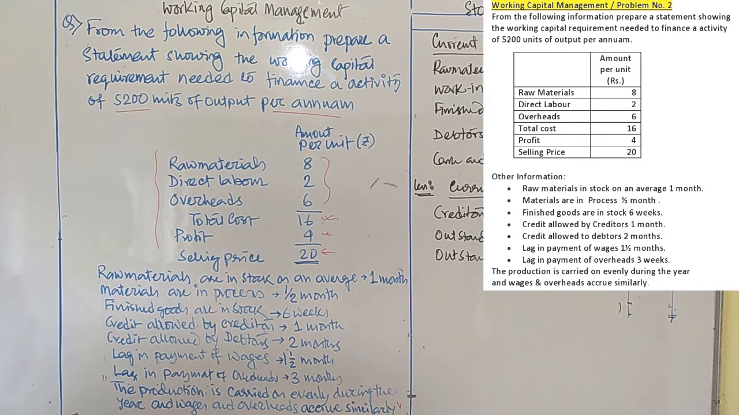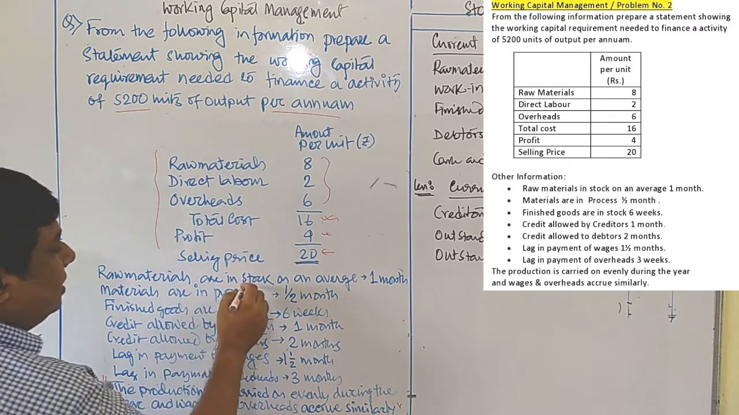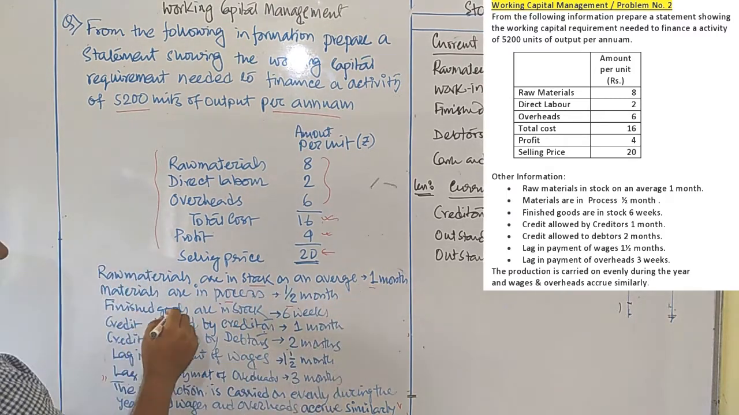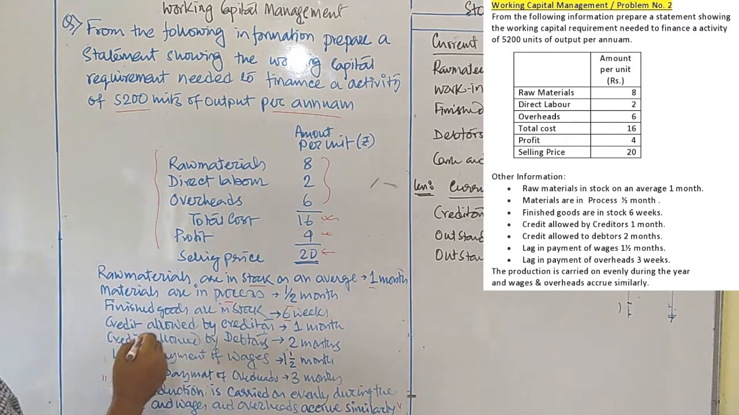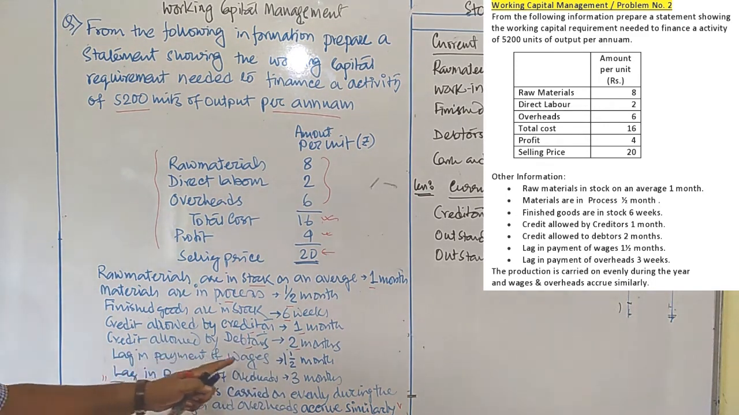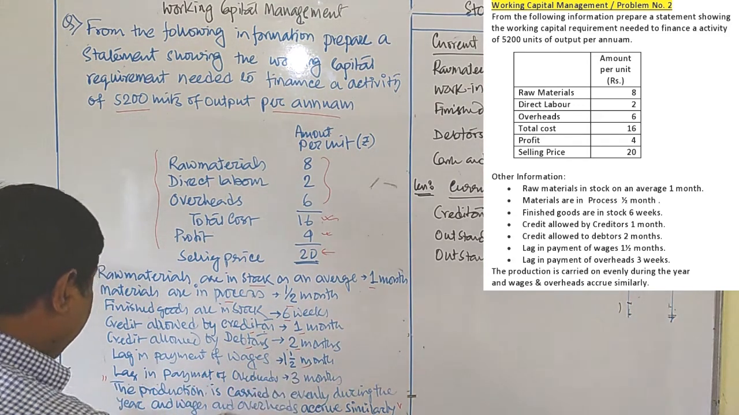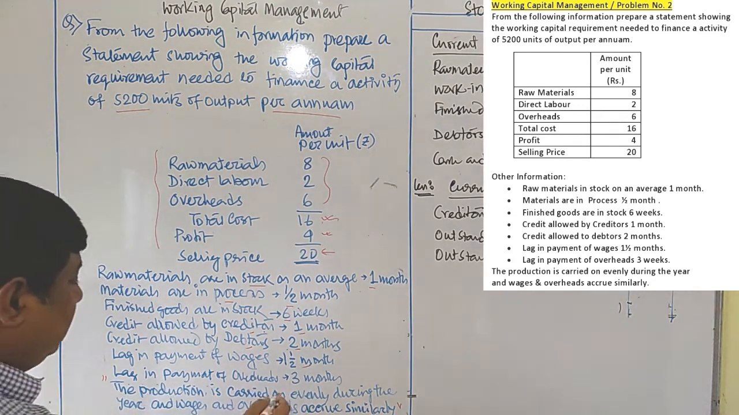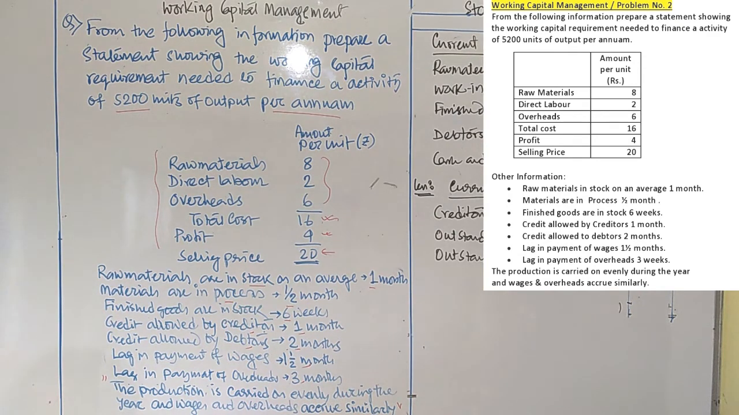Now other information is also available, like raw materials are in stock for 1 month, finished goods are in stock for 6 weeks, credit allowed by creditors 1 month, credit allowed by debtors 2 months, lag in payment of wages half month, lag in payment of overheads 3 months. The production is carried on evenly during the year and wages and overhead accrue similarly. There is a proper meaning of that particular question. I'll come later on to that.